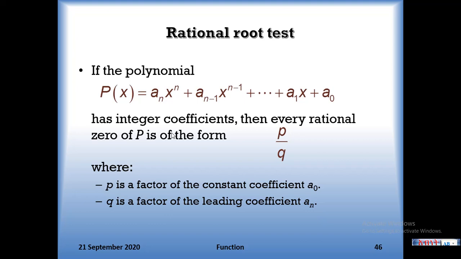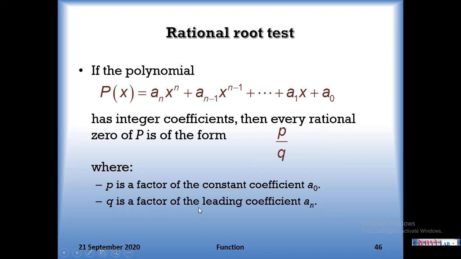As the name indicates, rational means, I think you know what a rational number means, a number which is written in the form of a over b, but b different from 0. So, if you are given a polynomial function, a_n x^n plus a_(n-1) x^(n-1) plus and so on, and it has integer coefficients, then every rational zero of p is of the form p over q. Here, what is p? p is the factor of the constant coefficient, that means a naught.